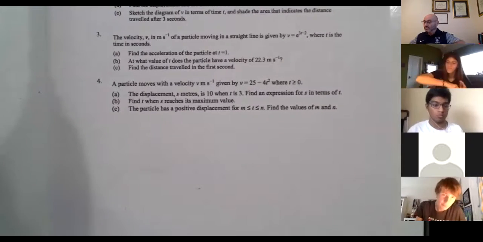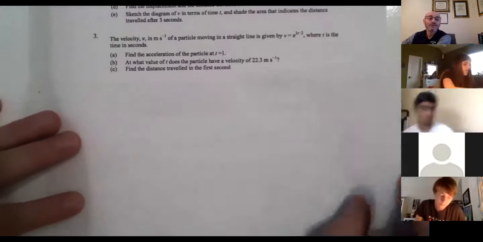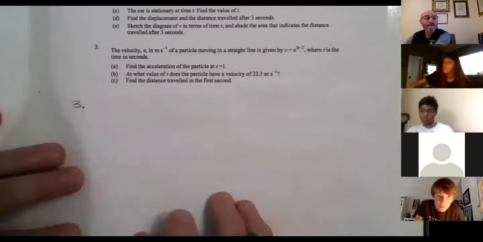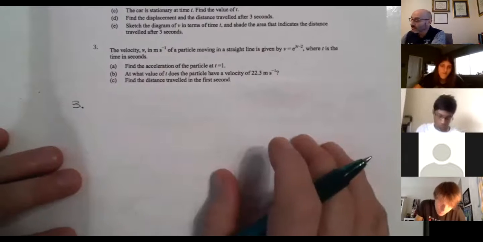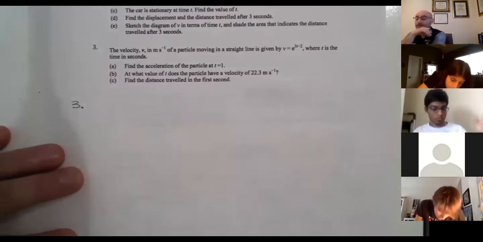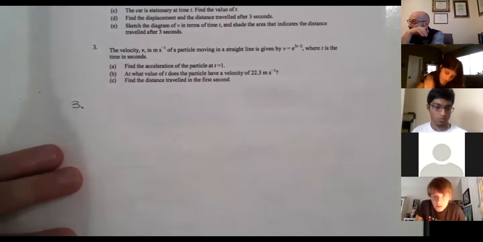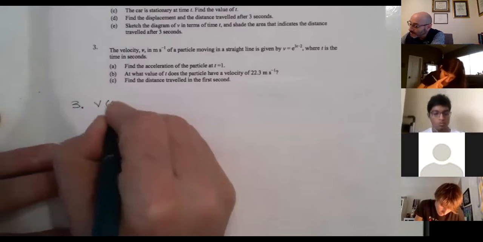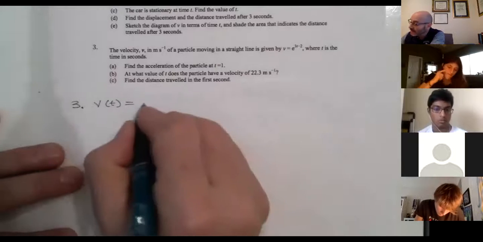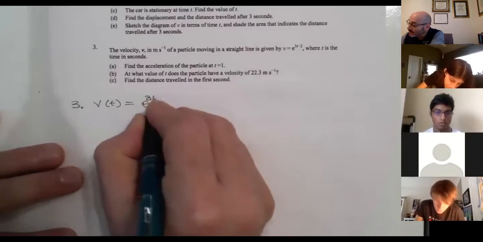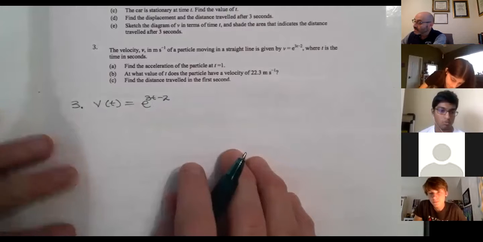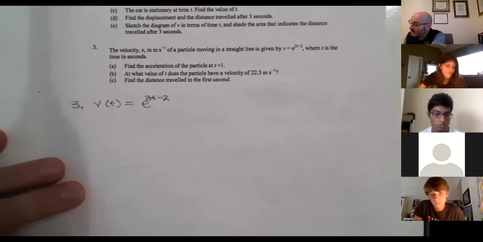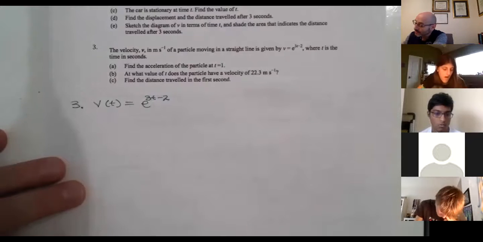All right, so this time around, let's start in order. We're going to start with number 3. Number 3 says that the velocity in meters per second of a particle moving in a straight line is given by that equation. The velocity, depending on time, is e to the 3t minus 2, where the time is in seconds. Find the acceleration of the particle when the time is equal to 1.